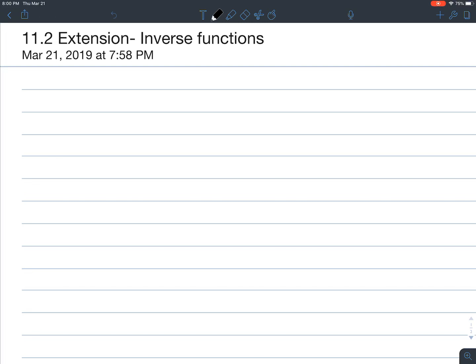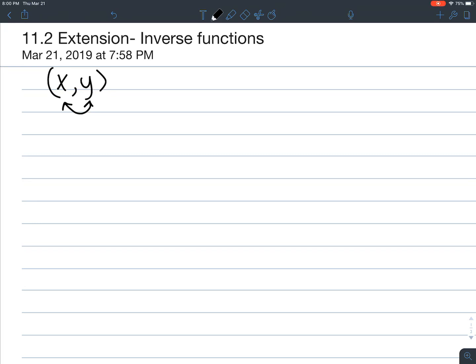We are going to do lesson 11.2 extension, and this is on inverse of functions. Sometimes you'll be given some points, and you can basically just flip the x's and the y's. Normally we have x and y. For the inverse functions, all of our points are basically going to switch values.